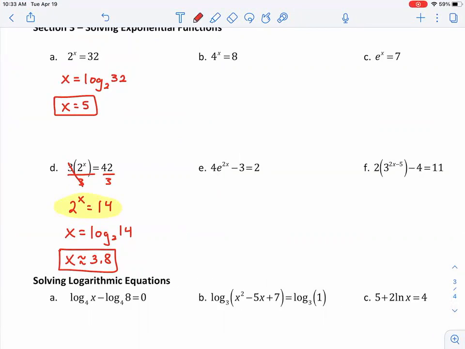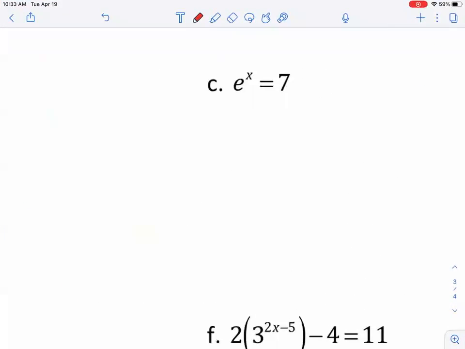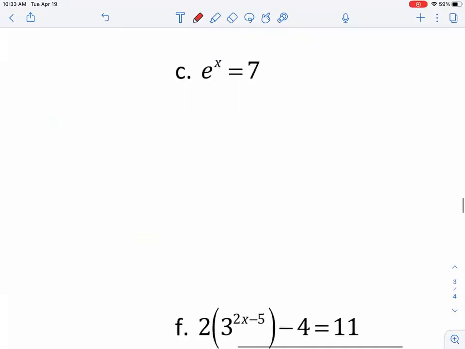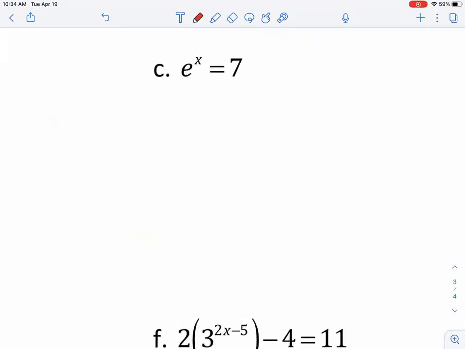So let's do, I'll skip the middle column. Let's do part C here. We have e to the x equals 7. Well, e is this crazy number, right? What is e roughly again? It is approximately 2.7. And so I don't know, 2.7 to what power equals 7? I have no idea, but I could write that in terms of log.